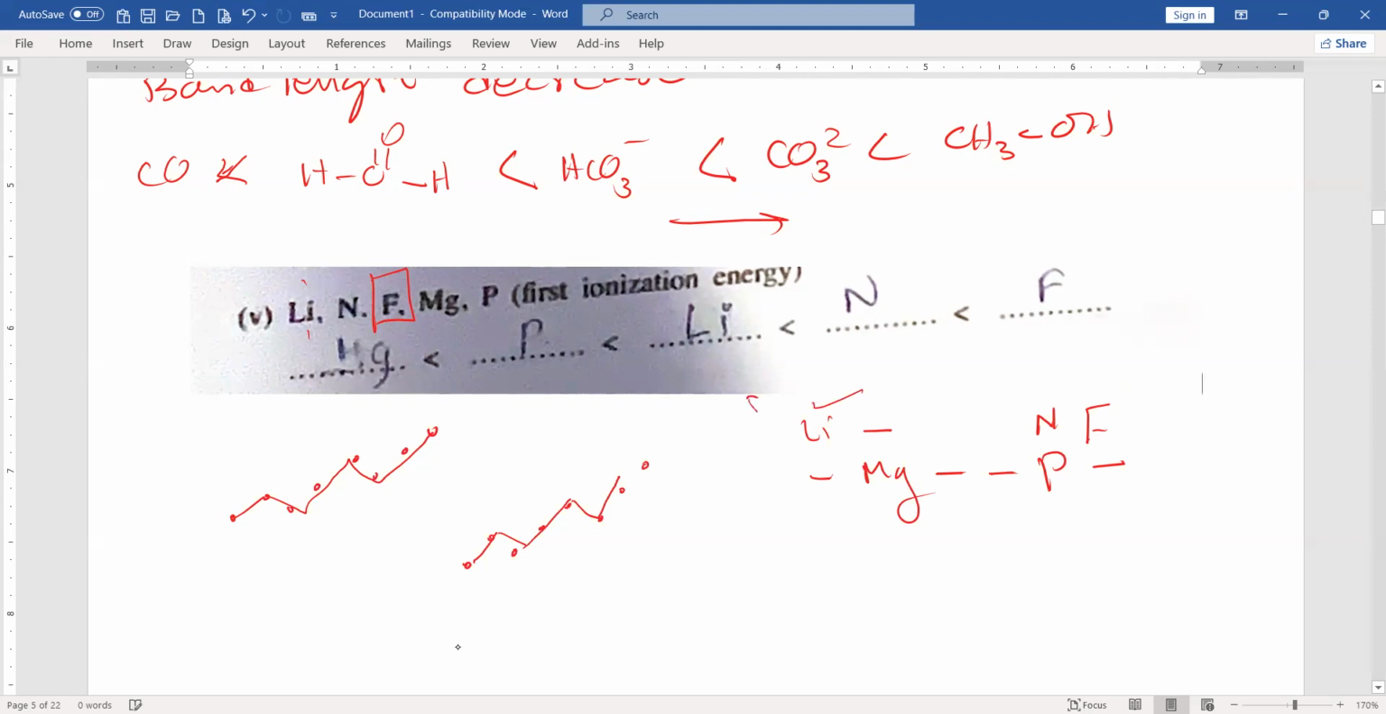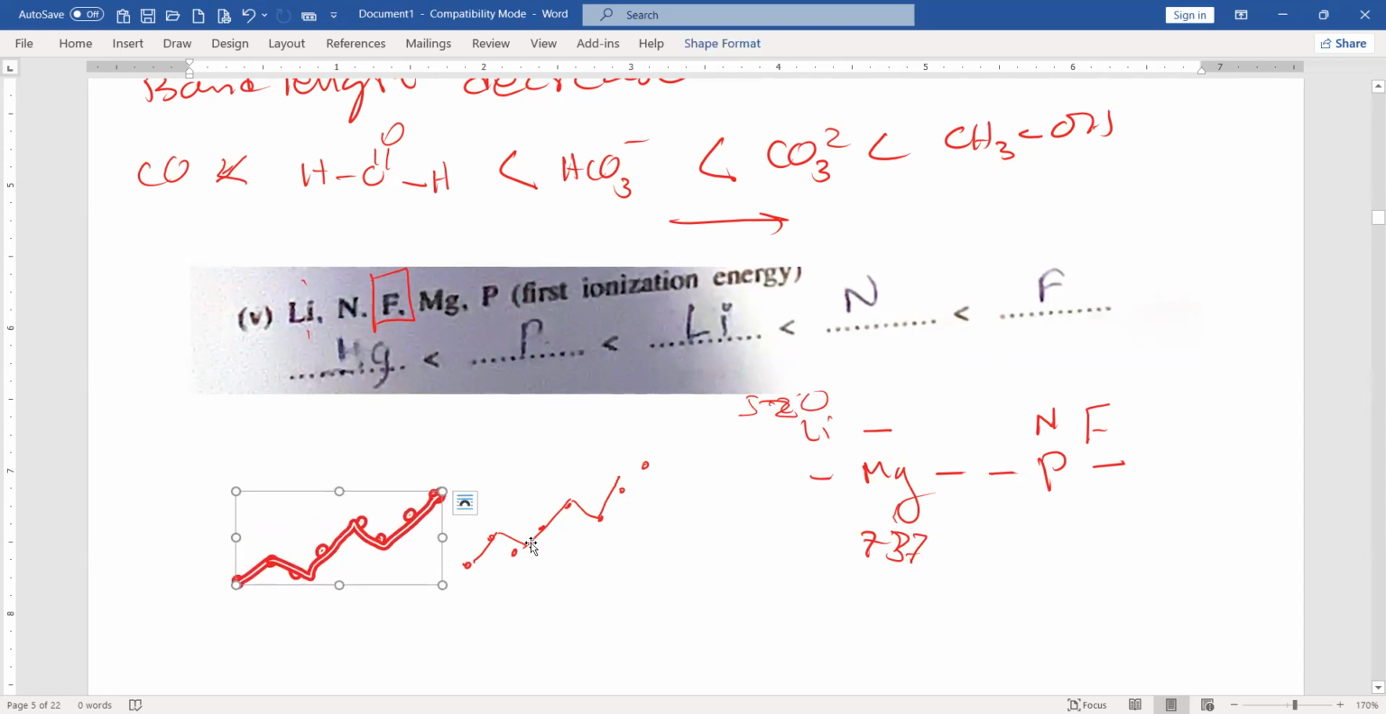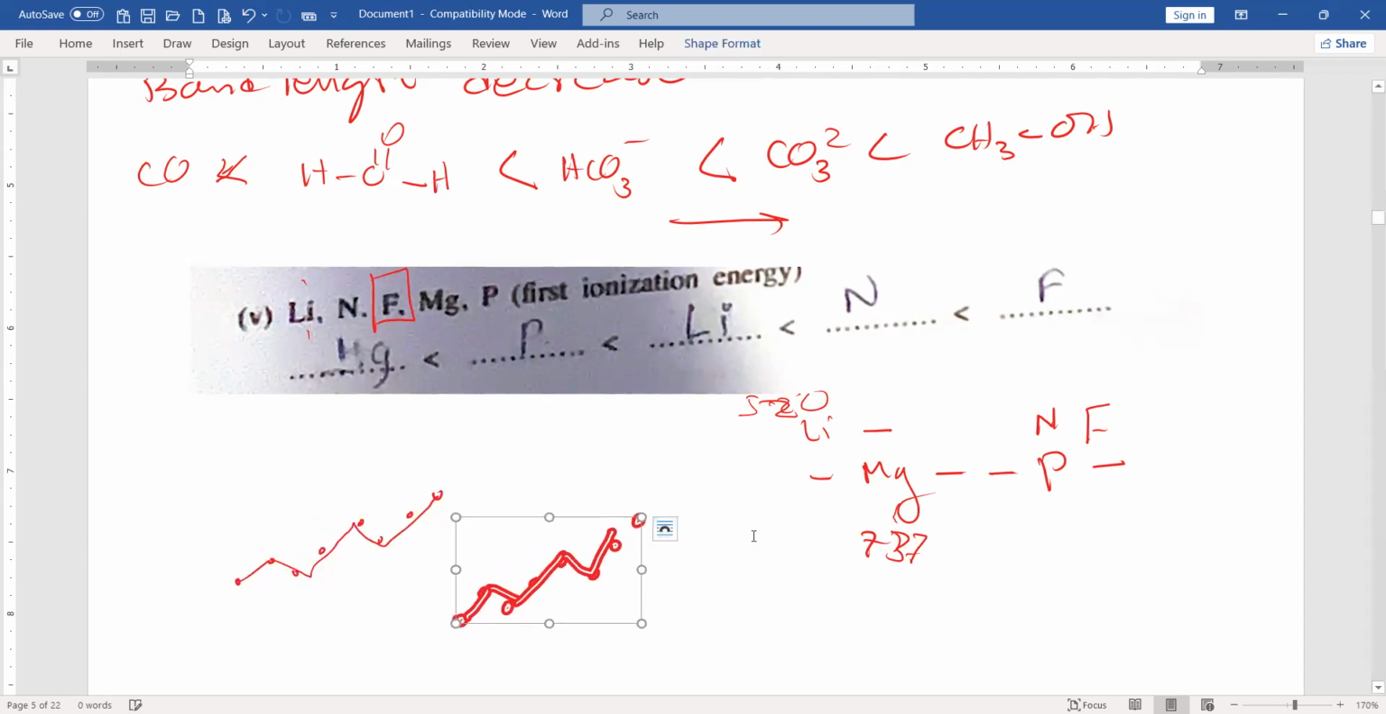It is around 520 kJ per mole. Magnesium is around 737. Therefore, this lithium will have the smallest value. Lithium may have the smallest first ionization energy among all the elements. So it is lithium. And obviously the highest is for fluorine.